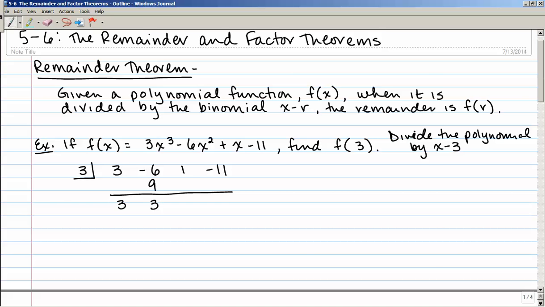Do it again. 3 times this 3 is 9. Put the 9 here. Add. That gives me a 10. Remember, draw a line before your last one. 3 times 10 is 30. And then add. That gives me a 19. Remember, 19 is my remainder.